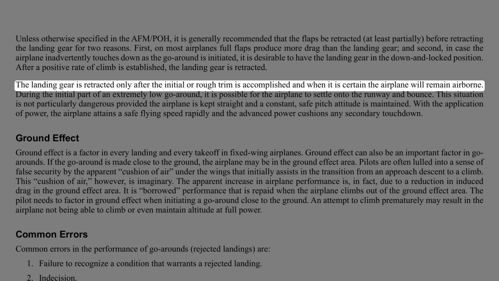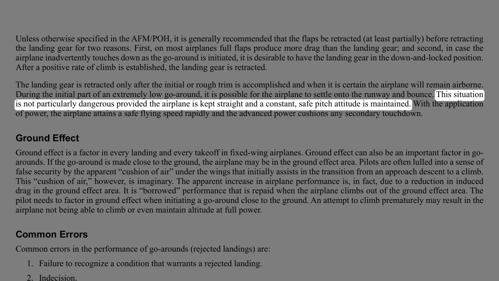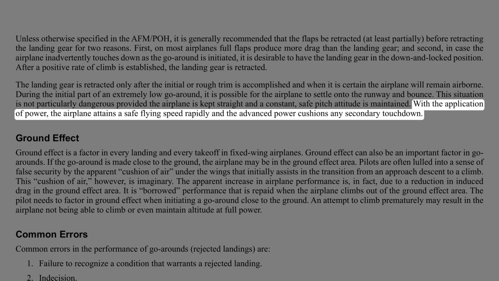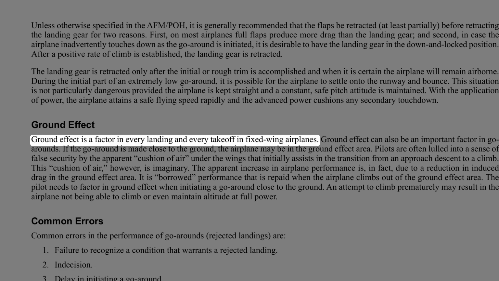The landing gear is retracted only after the initial or rough trim is accomplished and when it is certain the airplane will remain airborne. During the initial part of an extremely low go-around, it is possible for the airplane to settle onto the runway and bounce. This situation is not particularly dangerous provided the airplane is kept straight and a constant, safe pitch attitude is maintained. With the application of power, the airplane attains a safe flying speed rapidly and the advanced power cushions any secondary touchdown.